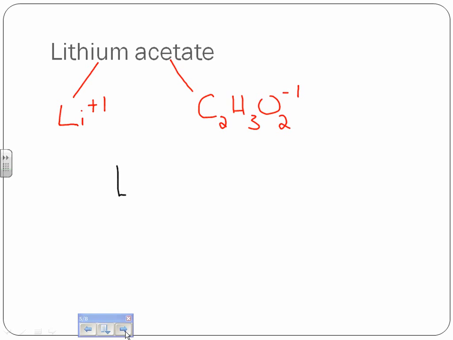The next step is to put the 2 formulas together, lithium and the acetate, and check the charges. Since lithium is a positive one and acetate is a negative one, those two combine in a 1-to-1 ratio, and their charges add up to be 0.